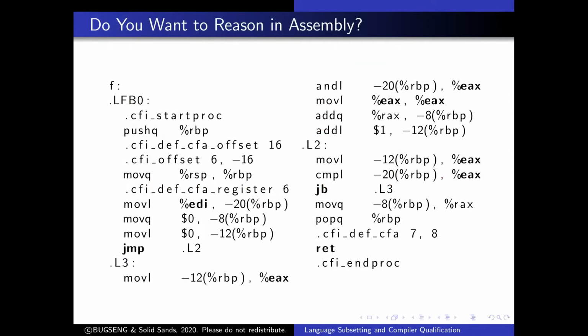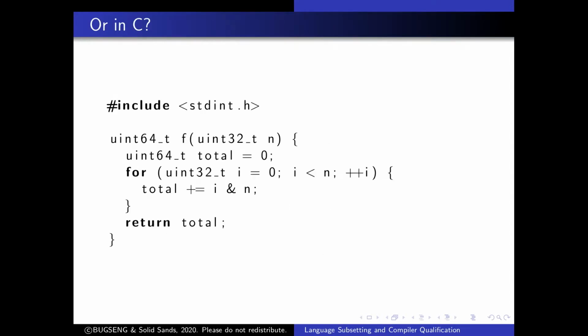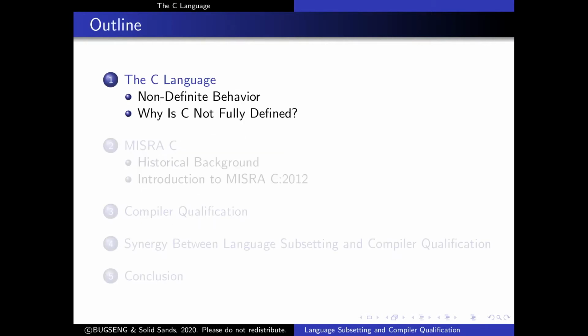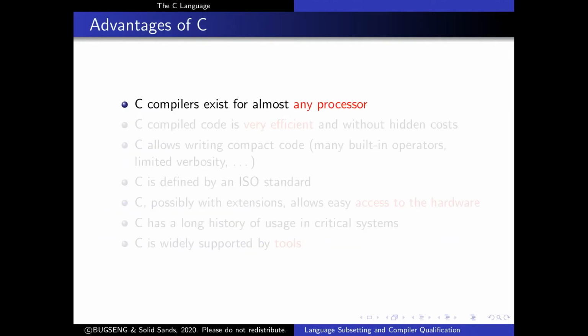The rhetorical question with which I usually start this kind of presentation is, what do you prefer? Do you want to reason in assembly code, which is what you see here, or do you prefer to reason about your code in C? So I guess the answer is you want to reason in C or even in C++. I'm talking more about C in this webinar, but everything I say applies equally to C and C++. So let us focus on the C language.